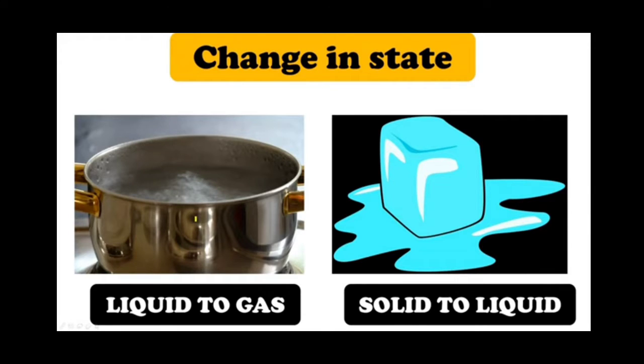When we put water for boiling, after some time it starts forming vapor. You have seen that. So what is happening? The liquid is changing into gaseous state, right? Similarly, when an ice cube is melting, the solid state changes into liquid state. So what kind of change is this? This is a change in state.